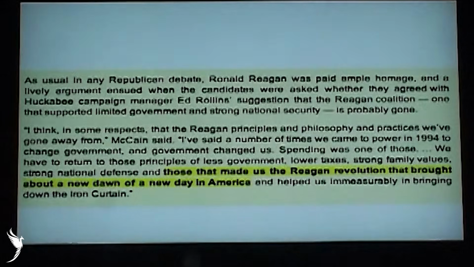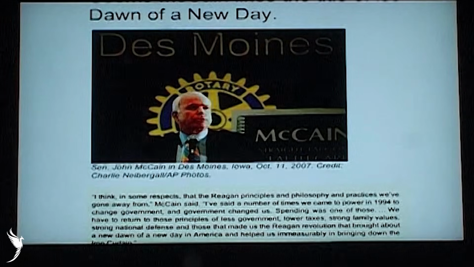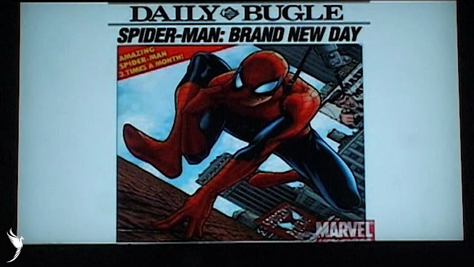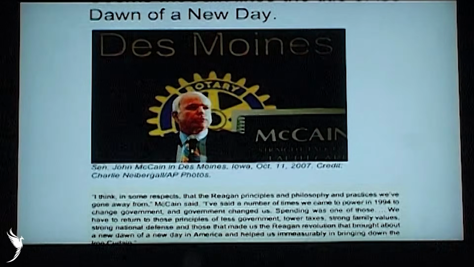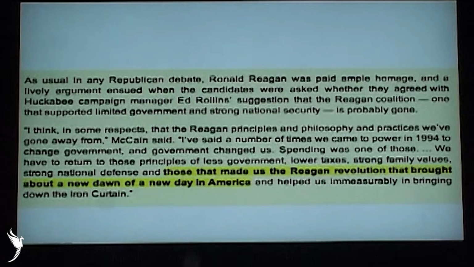And even this goofball, John McCain. John McCain said, those that made us the Reagan Revolution that brought about a new dawn of a new day in America. There's McCain using the same old communist terms. But you say, well, he was a conservative. Well, that's right. Conservatives were Nazis. So here's even a Nazi using the new dawn of a new day.